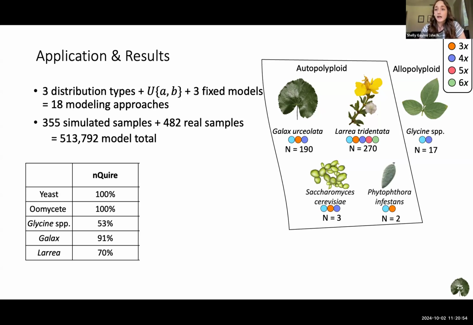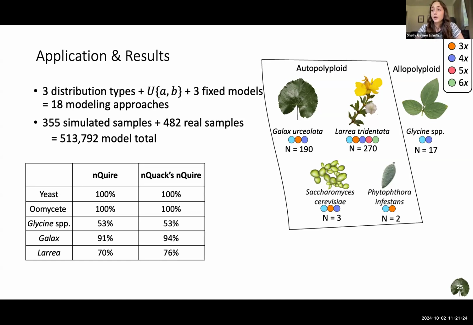So first, I wanted to assess how enquire did on our samples. And so there's 100% accuracy for the samples included in enquire, the yeast and Oomyces. But we had quite low accuracy for glycine, only 53%, and okay accuracy for Galix at 91% and 70% for Laria. For our implementation of enquire, where we have a normal distribution with variance free and a uniform mixture, but we're not double dipping and we change our summary statistic, we are able to increase the accuracy for Galix and for Laria. However, we did not increase the accuracy for glycine.